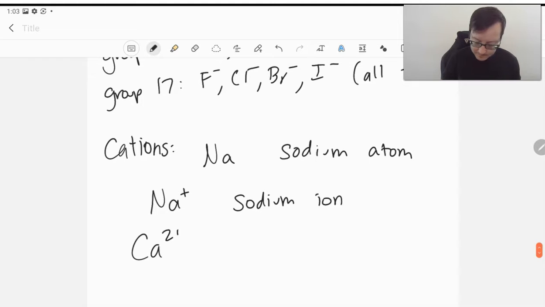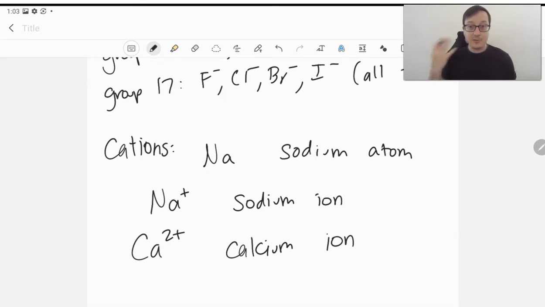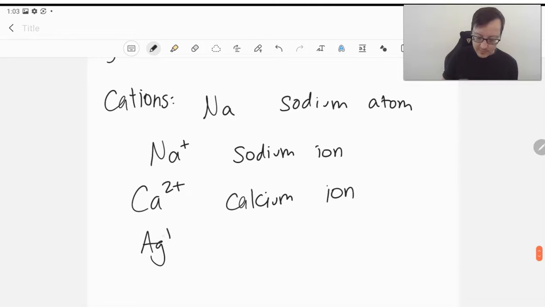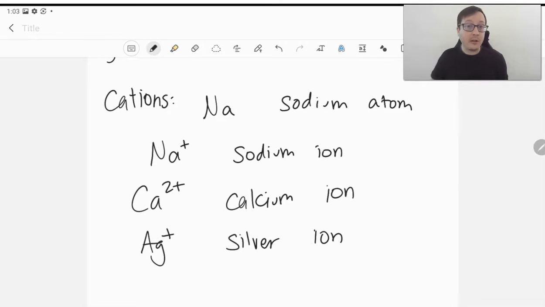This, for example, is a calcium ion. Calcium is in group 2. Group 2 always takes a +2 charge. And silver is one of those 4 that we listed at the bottom. This is a silver ion. Every other metal, though, can form a variety of different ion charges.